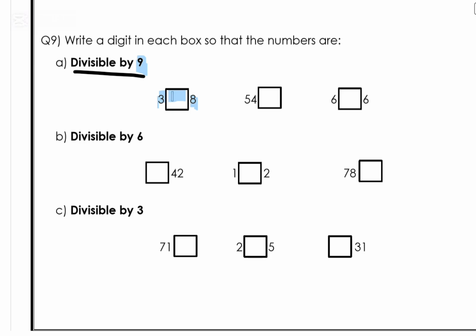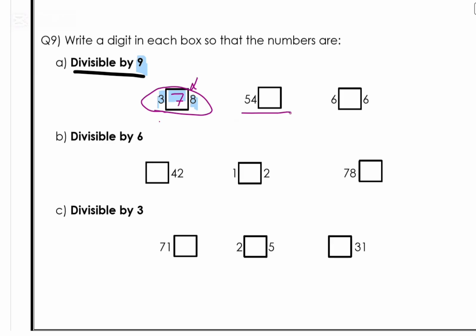We add it to 11, we get one of 9 multiples. What about, let's say, 7? Yes, let's check. What about 7? We said 11 plus 7 is going to be 18. Yes, and 18 is one of 9 multiples. So this number completely, the whole number, is divisible by 9. It means when you divide this number by 9, you will have 0 as a remainder.